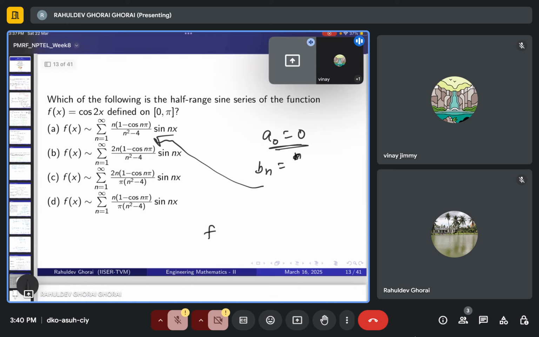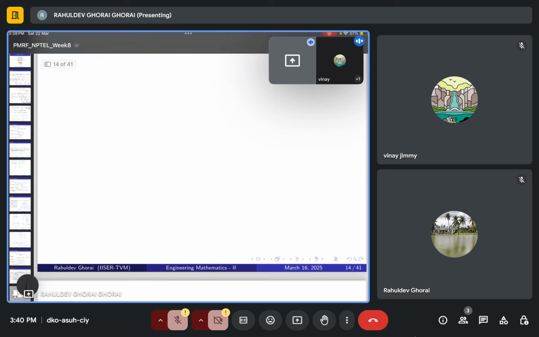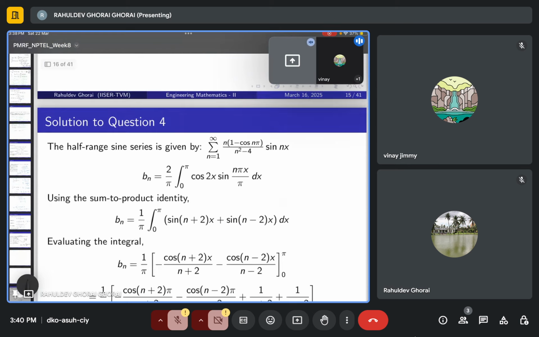So you will first write f(x) equal to a naught over 2, and it is a half sine series, right? Half sine series means plus summation over n equal to 1 to infinity of bn sin nx, right? That's all. Then you find out what is an or bn, whatever that is. An cos nx, bn sin nx, whatever it is. So that is easy.